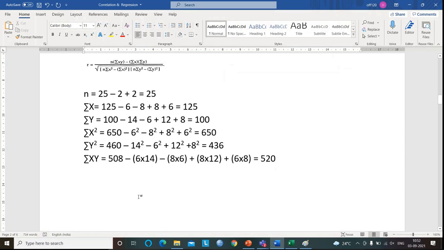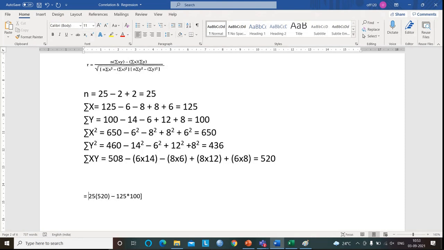So after getting this, we will simply substitute all these values into the formula. Numerator, what is the formula? We have n summation xy. Here n is 25 into summation xy. What is summation xy in our formula? 520 minus, what is the second expression? We have summation x into summation y. Summation x is 125 into summation y is 100. This is our complete numerator.